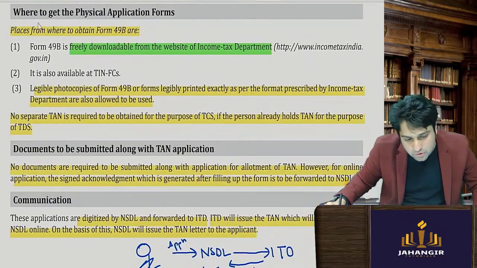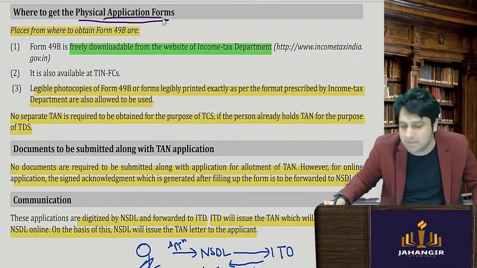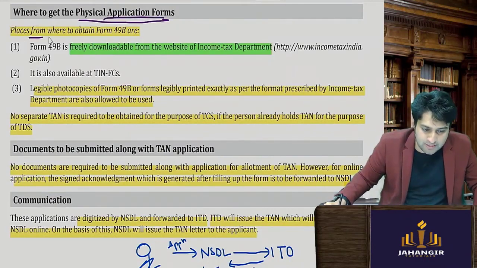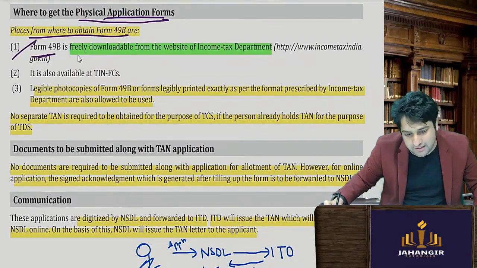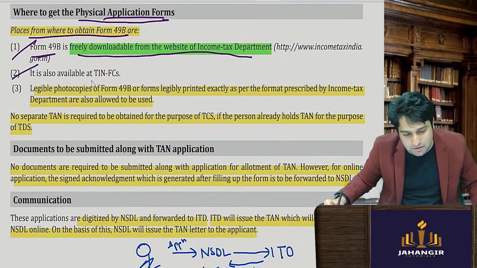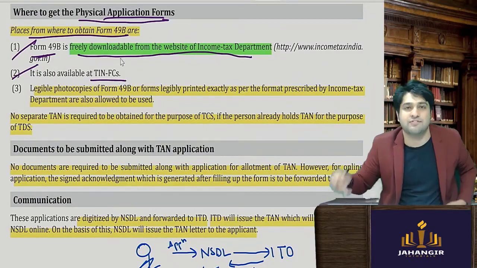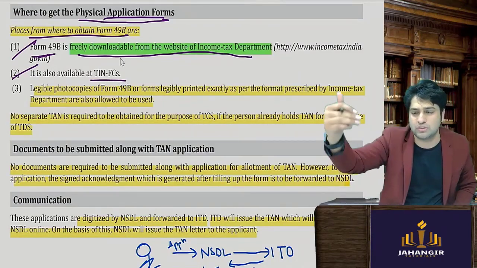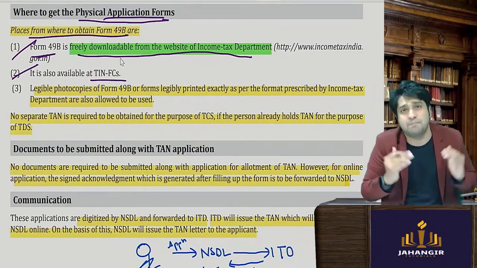Now where to get the physical form? First, form 49B is freely downloadable from the income tax website. It is also available at the TIN FC. FC means facilitation centers, where you can go and they help people.